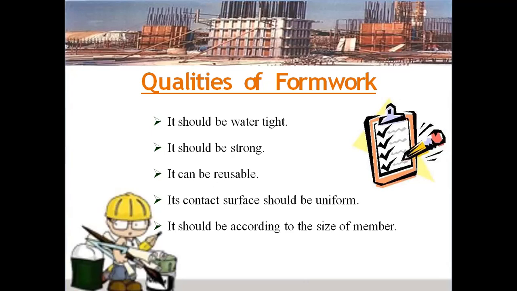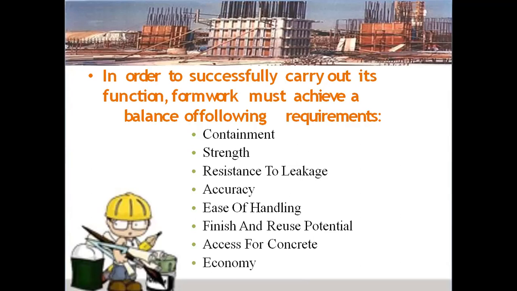Its contact surface should be uniform without any undulations, and it also has to be according to the size of the member which we are going to cast. So in order to successfully carry out its function, the formwork must achieve a balance of the following requirements: containment, strength, resistance to leakage and accuracy, ease of handling, finish and reuse potential, access for concrete, and it must be economical.